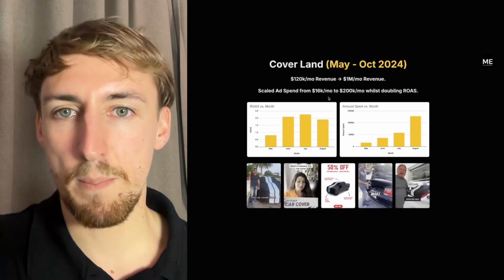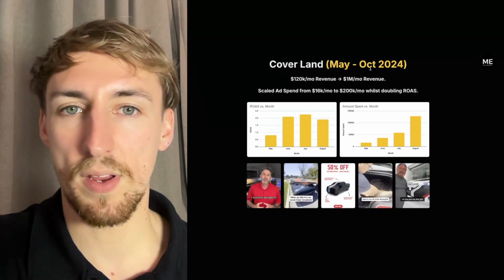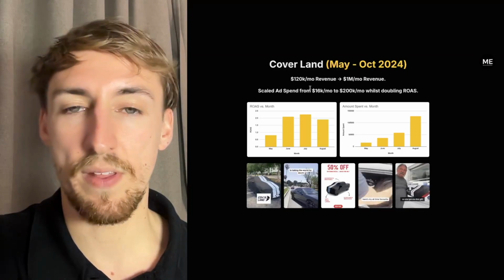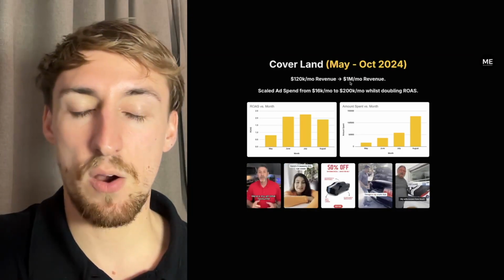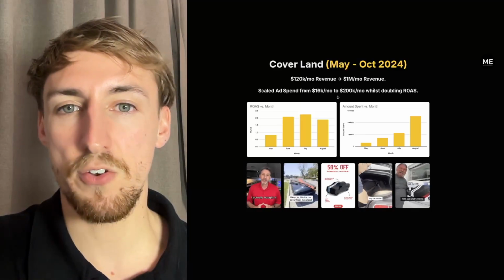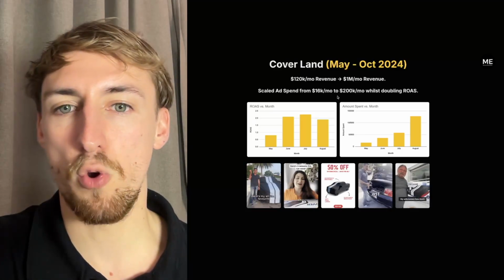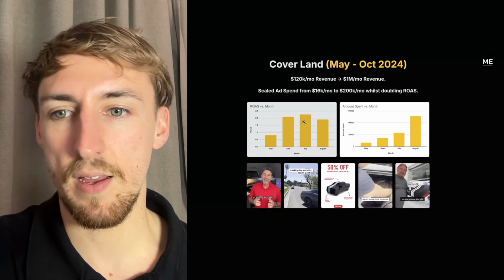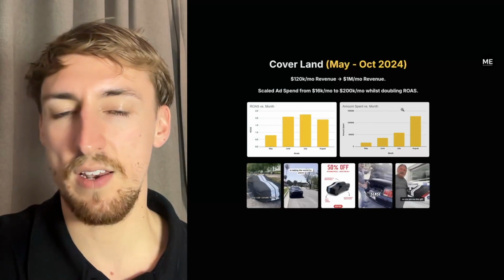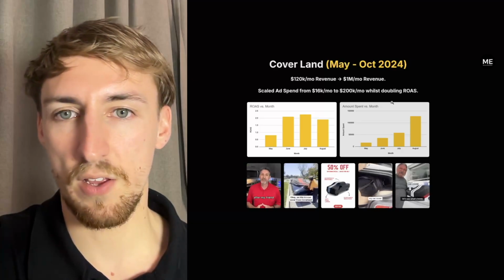So first of all, let me break down some case studies before we get into it. Coverland here, May till October 2024, we can update that to November now. 120k per month revenue is when they came to us. Now they're doing 1 million a month in revenue, scaled ad spend from 16k per month to 200k per month whilst doubling ROAS. And you can see here, there's a chart. ROAS started at less than 1. We're consistently hitting 2 now. It's a very, very good case study.